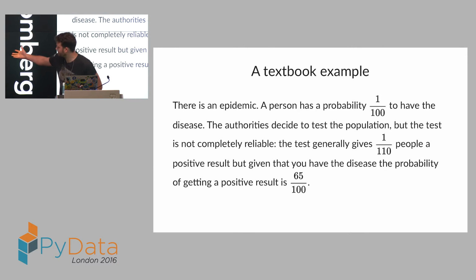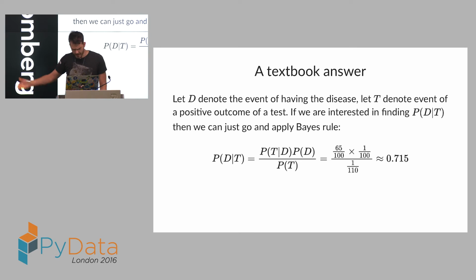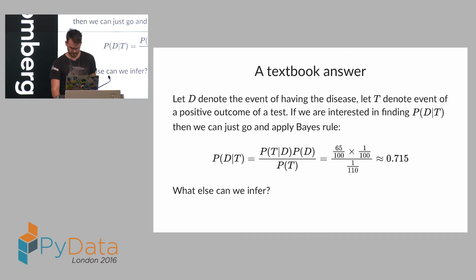So this should feel like your first year college course in probability theory, and you can fill in the numbers, and you get this probability out. This so far shouldn't surprise anyone. So far so good. We have applied Bayes' rule, we've learned some stuff. This is kind of neat. We can infer more things though, and that's where the magic happens. So I'm assuming I've not lost anyone here.